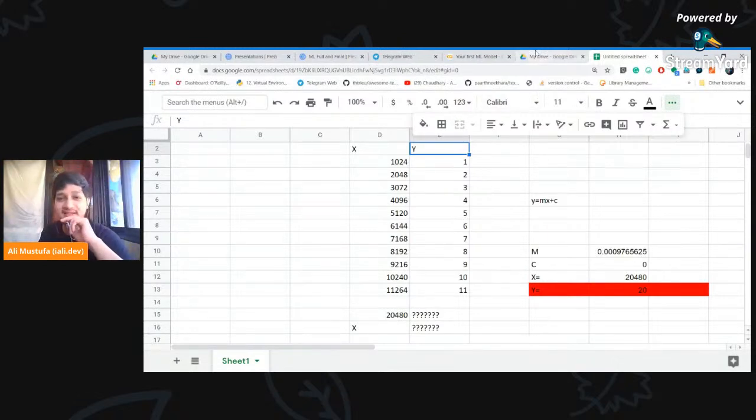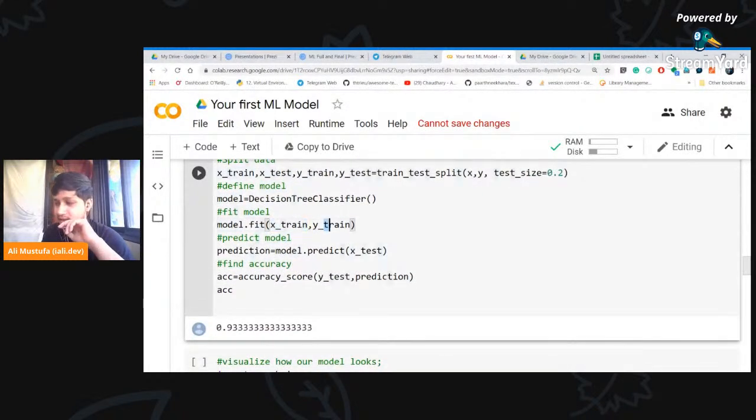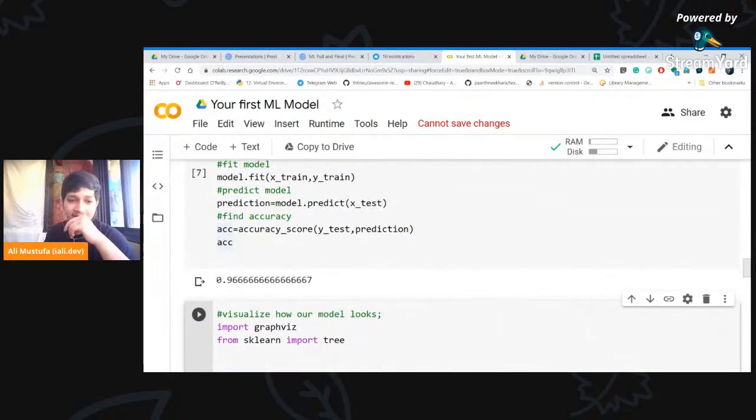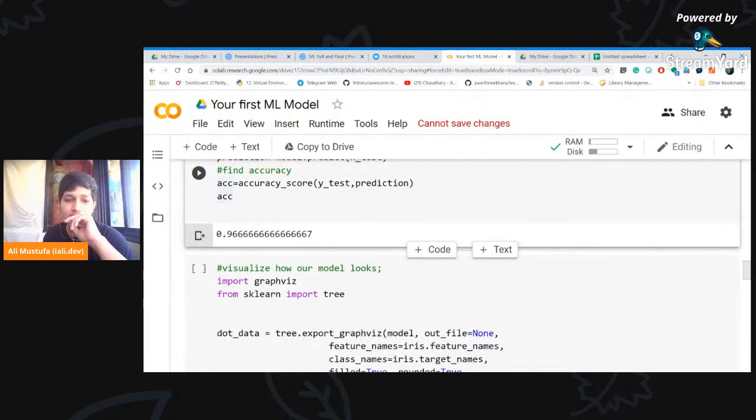But yeah, this is one example. So this is what is happening here. The x is going in and the y is going in, and then the fit is analyzing the relationship between x and y, and then it is predicting on top of that, and then we are calculating the accuracy. So if you run this, the accuracy is 0.96, okay? Now if you run it, you will get a different output. That is totally possible, okay? You can get a different output.